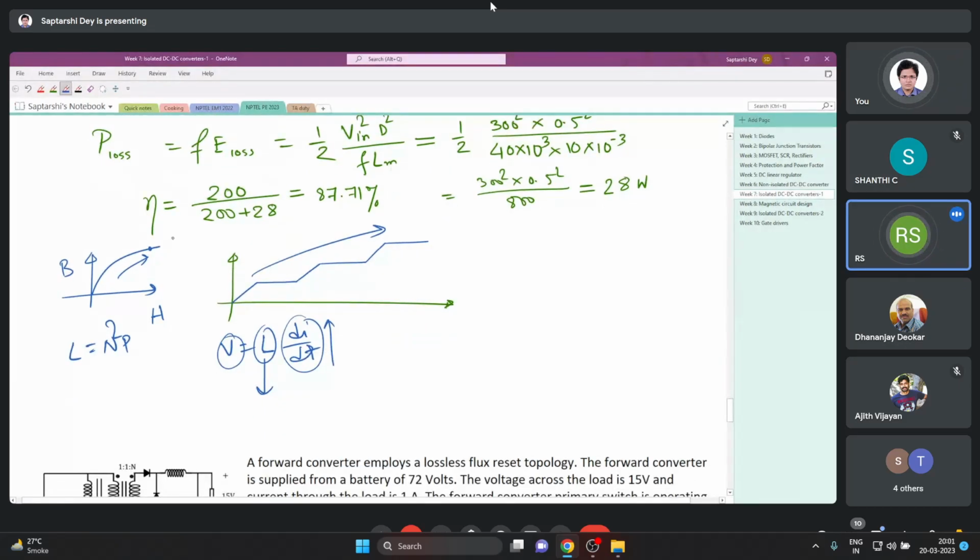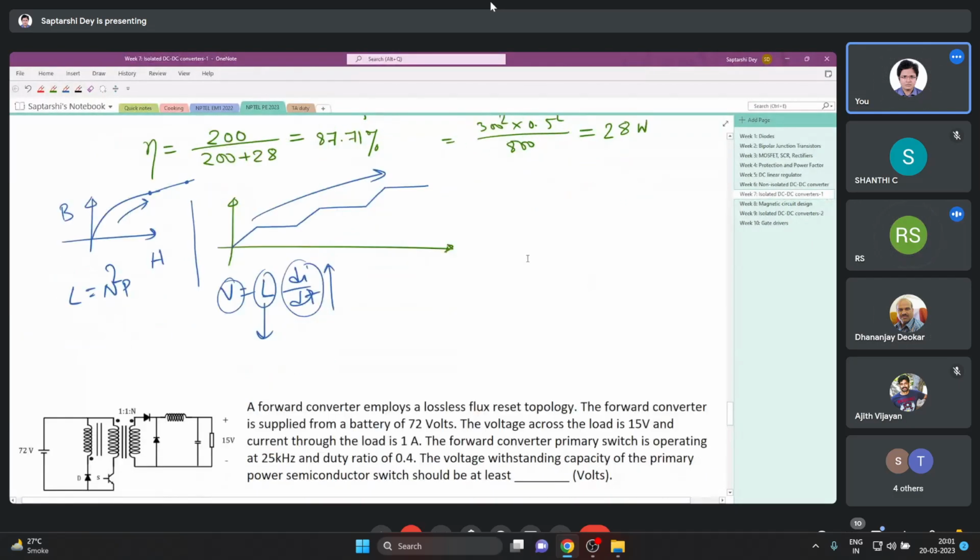Means at this point this inductor is as good as a wire, just a wire, because the core is now as good as air.